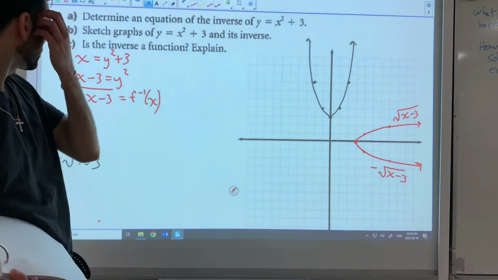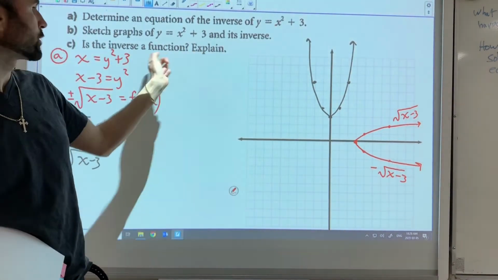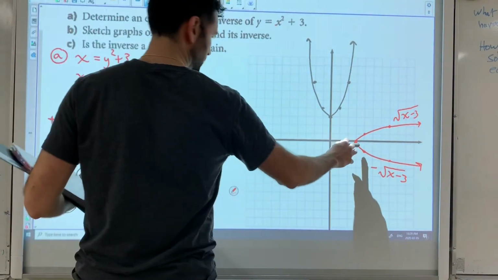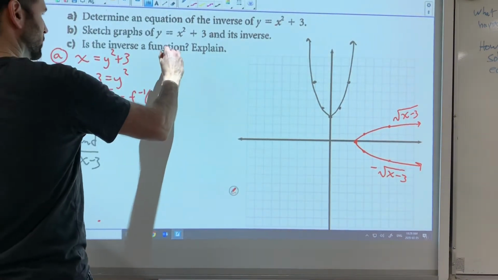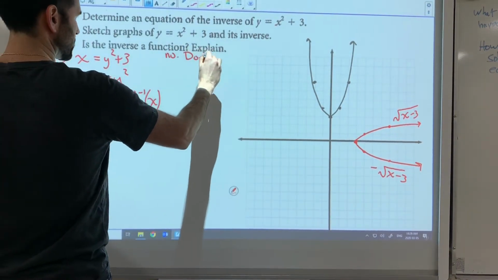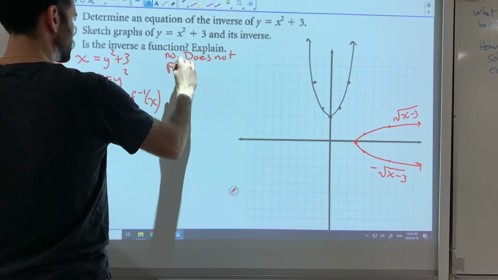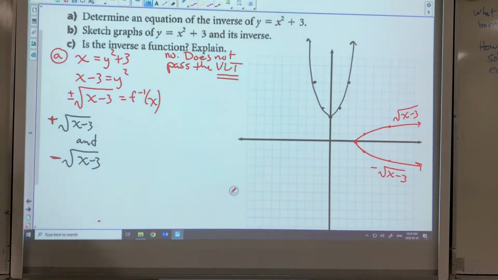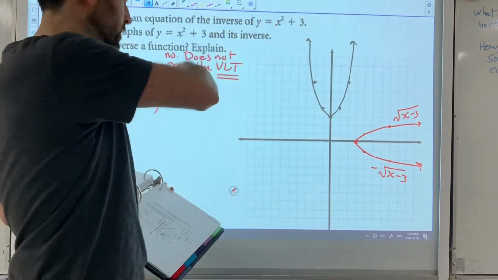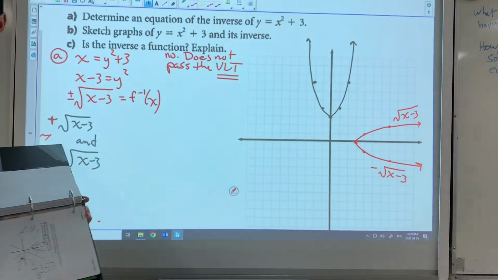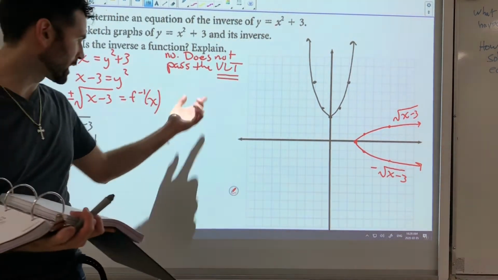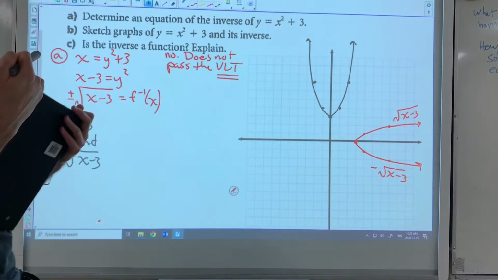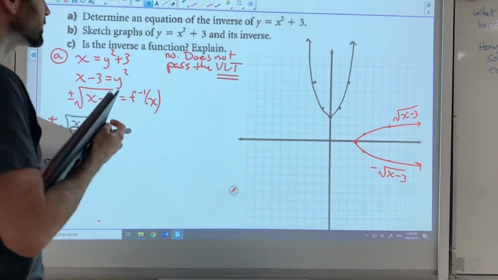Every once in a while, they might ask you, is the inverse a function? Yes or no? Now there's a couple ways they can do that. Is this a function? No. And then you would say, does not pass the vertical line test. You can't just write VLT. You have to write vertical line test, because the marker is gonna be like, I don't know what VLT is, but a BLT sounds great, right? You gotta write it in English.